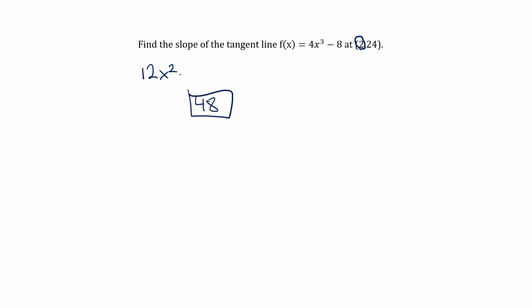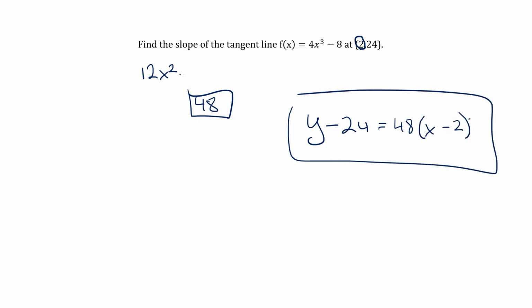If it did want us to find the whole equation at this point, we would take that slope and use it to construct y minus 24, because they already gave us the point, equals 48 times x minus 2, because we have that other point already. So it's not really even harder, especially if they already gave you the y value.